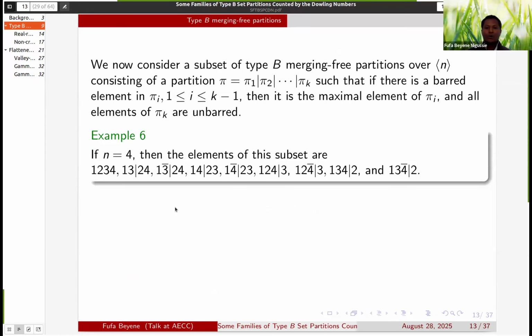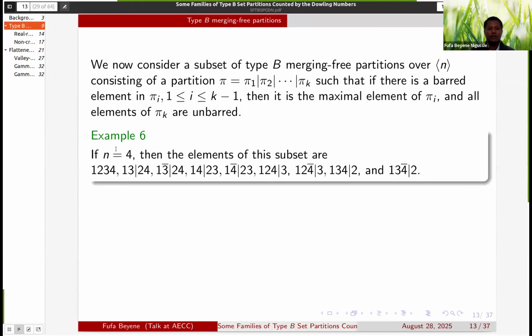Further, if you consider a subclass, we have already enumerated type B merging free set partitions. Now here we consider a subset of this set according to the following. So let us consider merging free type B partitions such that if there is a barred element in a block pi i, then it is the maximal element of pi i, and all elements of the last block are unbarred.